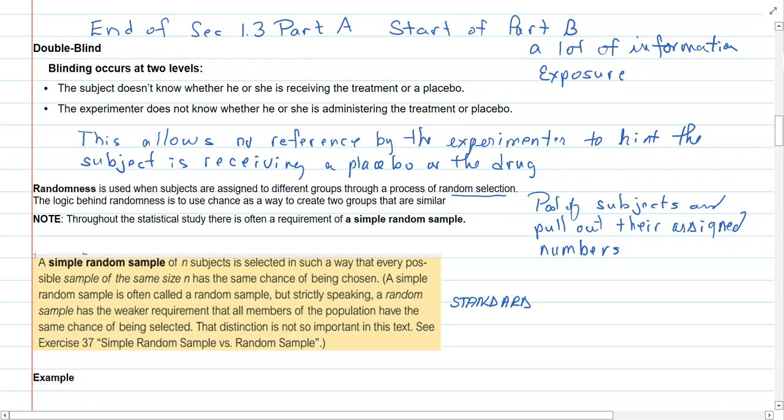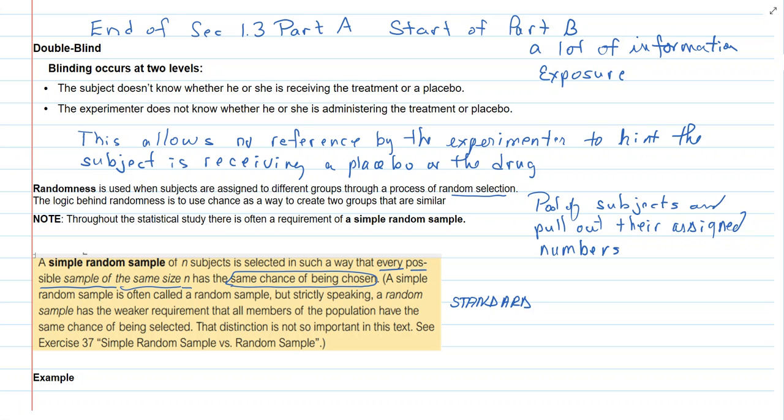Instead of saying randomness, they will say simple random sample. And that's because this is more explicit on the process of the strength of being a random sample. So what the book says a random sample is, of n subjects is selected in such a way that every possible sample of the same size n has the same chance of being chosen. In other words, there is no way that if you take the same pool and select that somebody is omitted, and it removes the chance of bias.